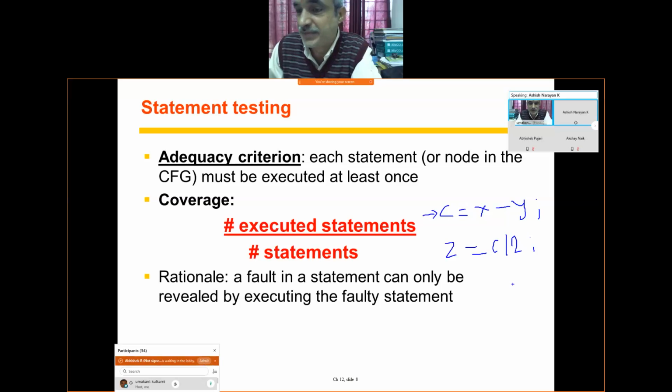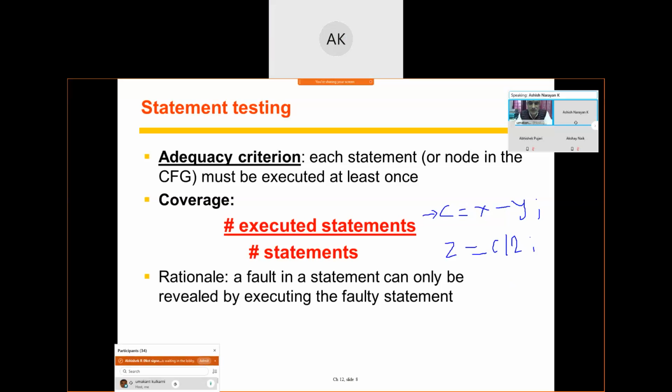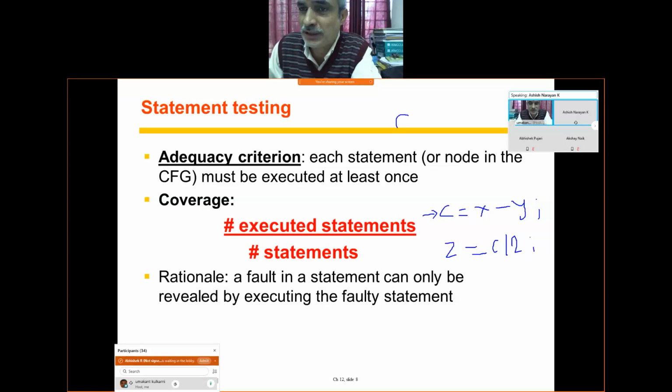Divided by total number of statements. Are you getting this? So I will give one input, say age equal to 10. Now please look into that.